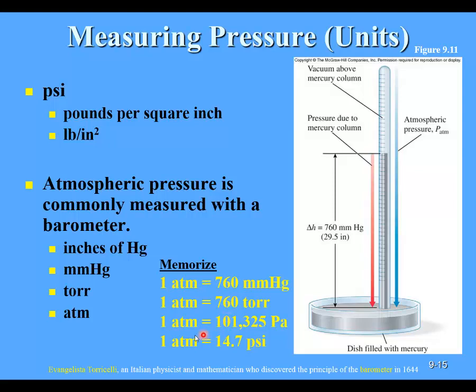We can also relate 1 atmosphere to a pressure unit of pascals, so 1 atmosphere is 101,325 pascals, or you might hear it referred to as 101.325 kilopascals. If you hear kilopascals, that's commonly used because our pascal unit is so much smaller than the atmosphere unit. If I'm also talking about 1 atmosphere, that's equal to 14.7 psi.